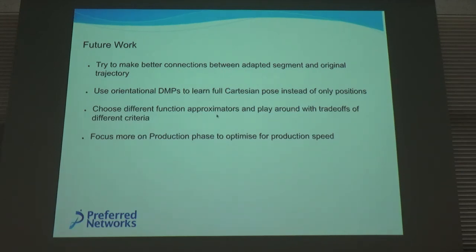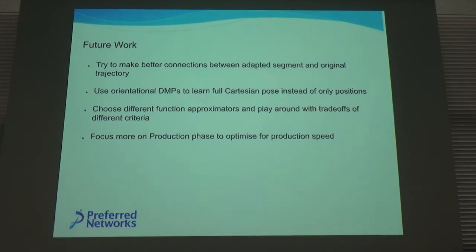What I was interested in was to choose different function approximators to play around with the trade-offs of the industrial criteria. This time I went for low learning effort, but then you basically sacrifice generalizability. If you are able to show more demonstrations, the robot might be able to generalize over all these different demonstrations, but then you also sacrifice learning effort. So this is something that we need to play around with.